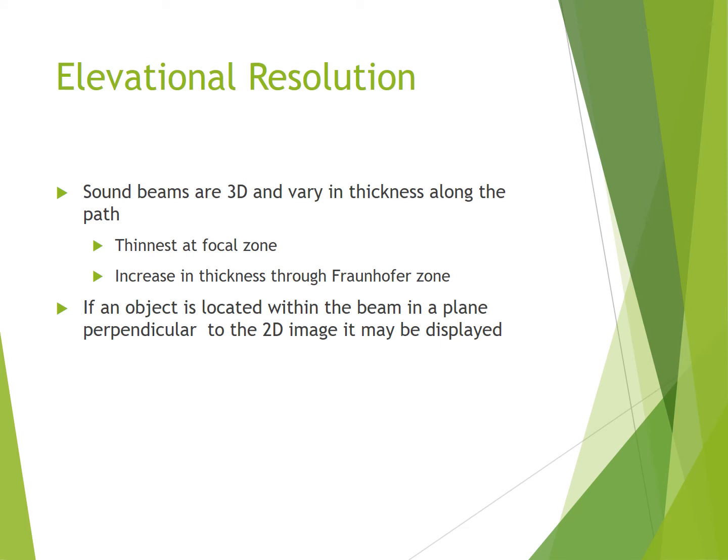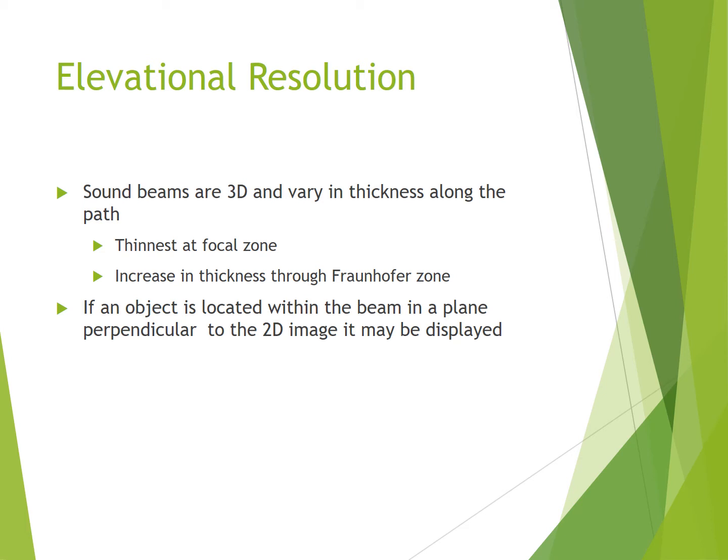So the last resolution artifact is elevational resolution artifact, and we've touched on elevational resolution before in that there is actually a thickness to the ultrasound beam. It's not just this really, really thin slice. It actually has a little bit of width to it. It's still narrowest at the focal point and diverges in the far zone, so it's thicker in the far zone. But we do know that sound beams are 3D and they vary in thickness along the path. Again, thinnest at the focal zone, and then it increases in that far zone.